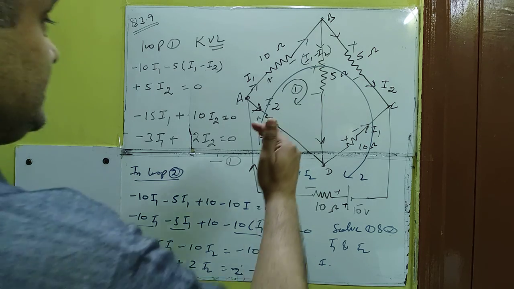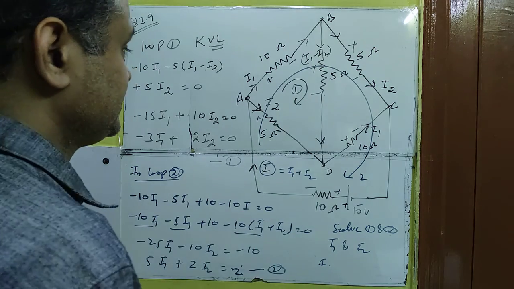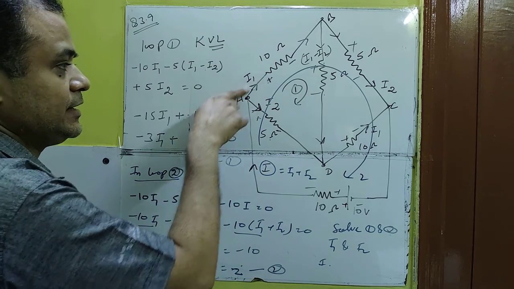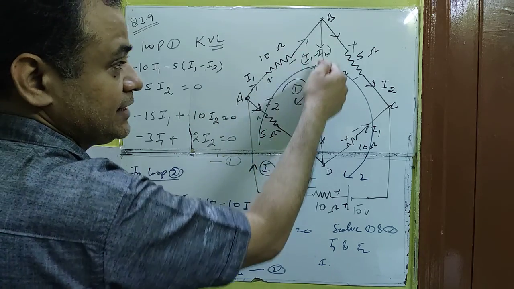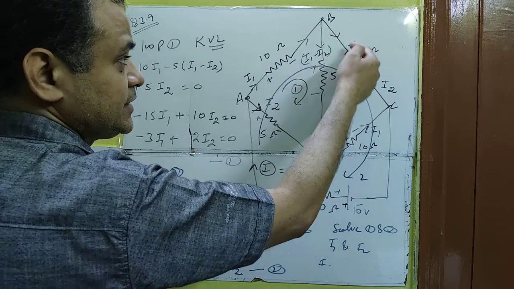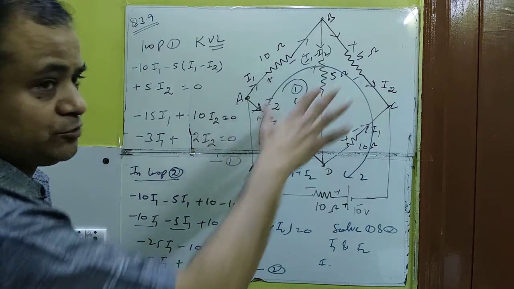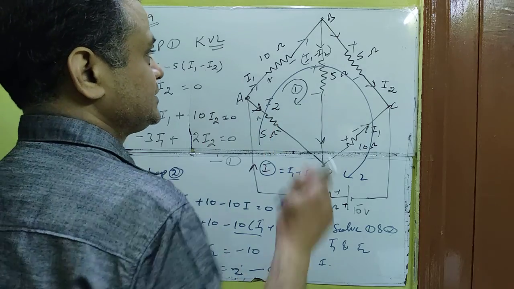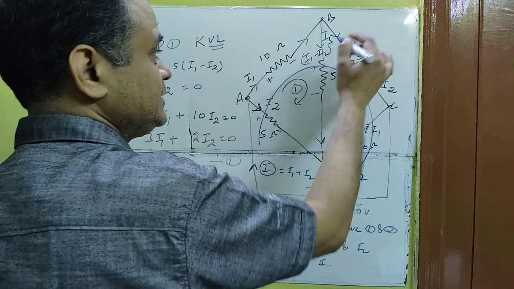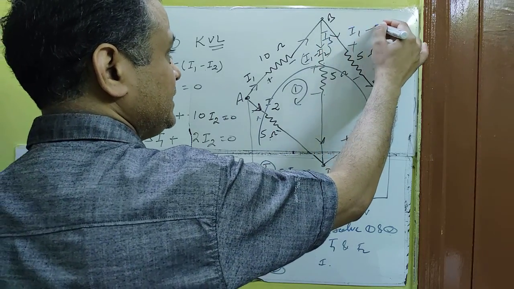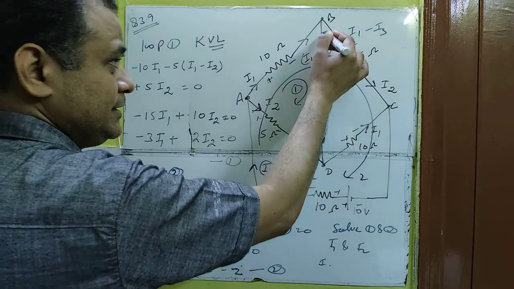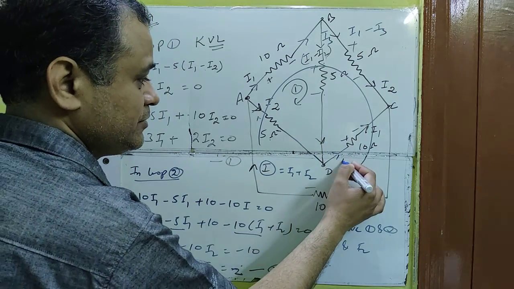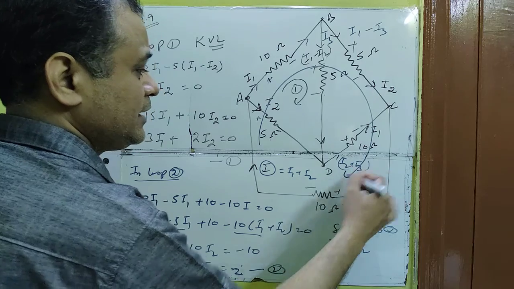Now one question should be in mind. Why did I take it this way? Suppose I take I1 and here I2, and then this current will be I3, then this current will be I1 minus I3. If I am assuming I1 and here I2 and here the current is I3, then what is the current here? I1 minus I3. And here is I3 and this is I2, so this will be I2 plus I3.